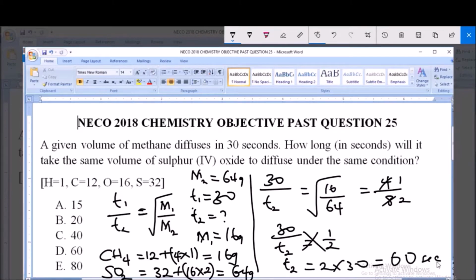So it will take 60 seconds for the same volume of sulfur IV oxide to diffuse under the same condition, and this is because the molecular mass of sulfur IV oxide is twice that of methane, and so therefore it will take 2 times the time taken for methane to diffuse for sulfur IV oxide to diffuse.